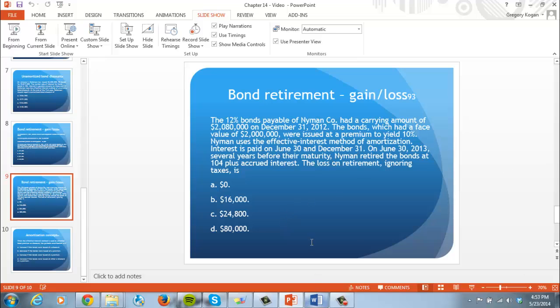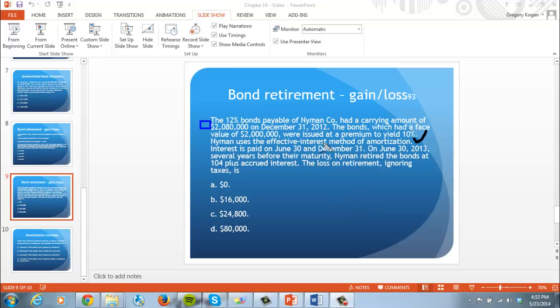So how do we solve this question? We want to first figure out what is the carrying amount of this bond at the point of extinguishment. And the only way we can do this is by looking at the interest expense coming up and what the amortization was during that interest expense. So the best way to start is to look at the dates.